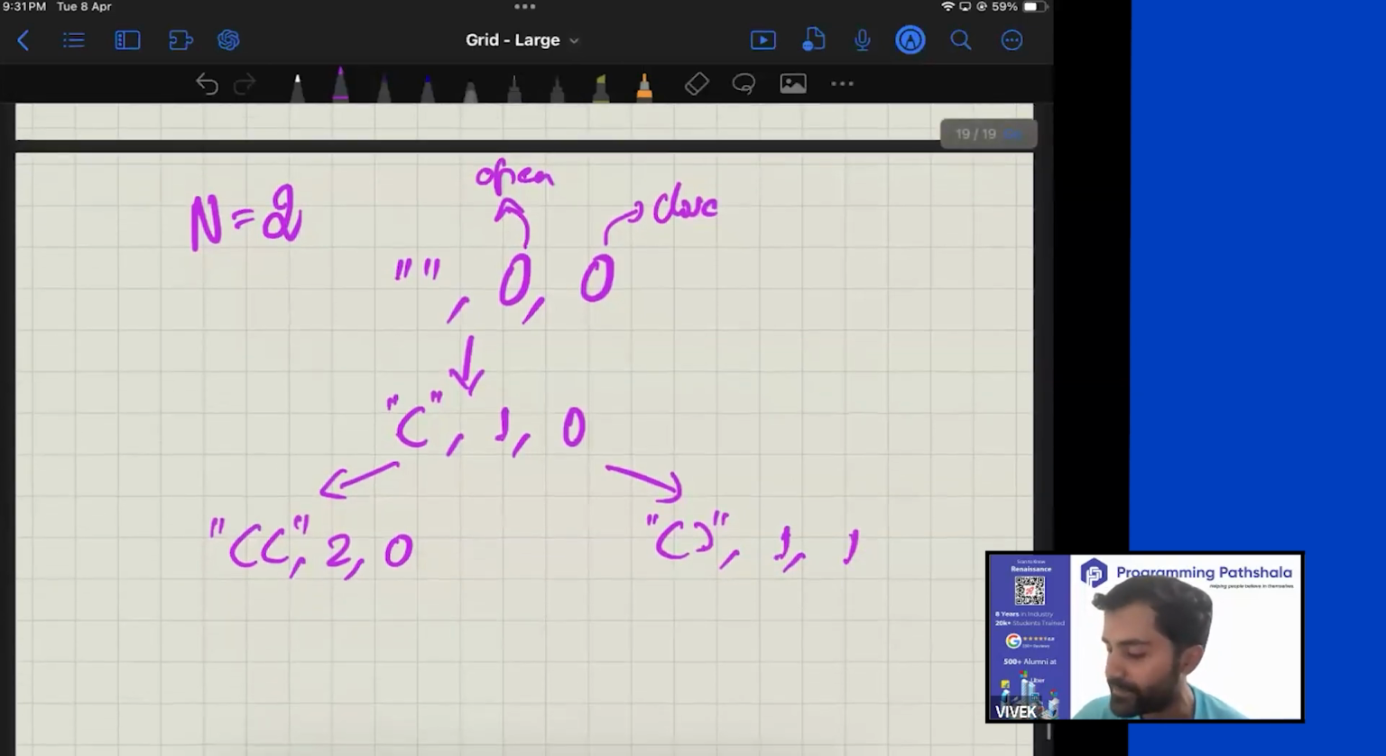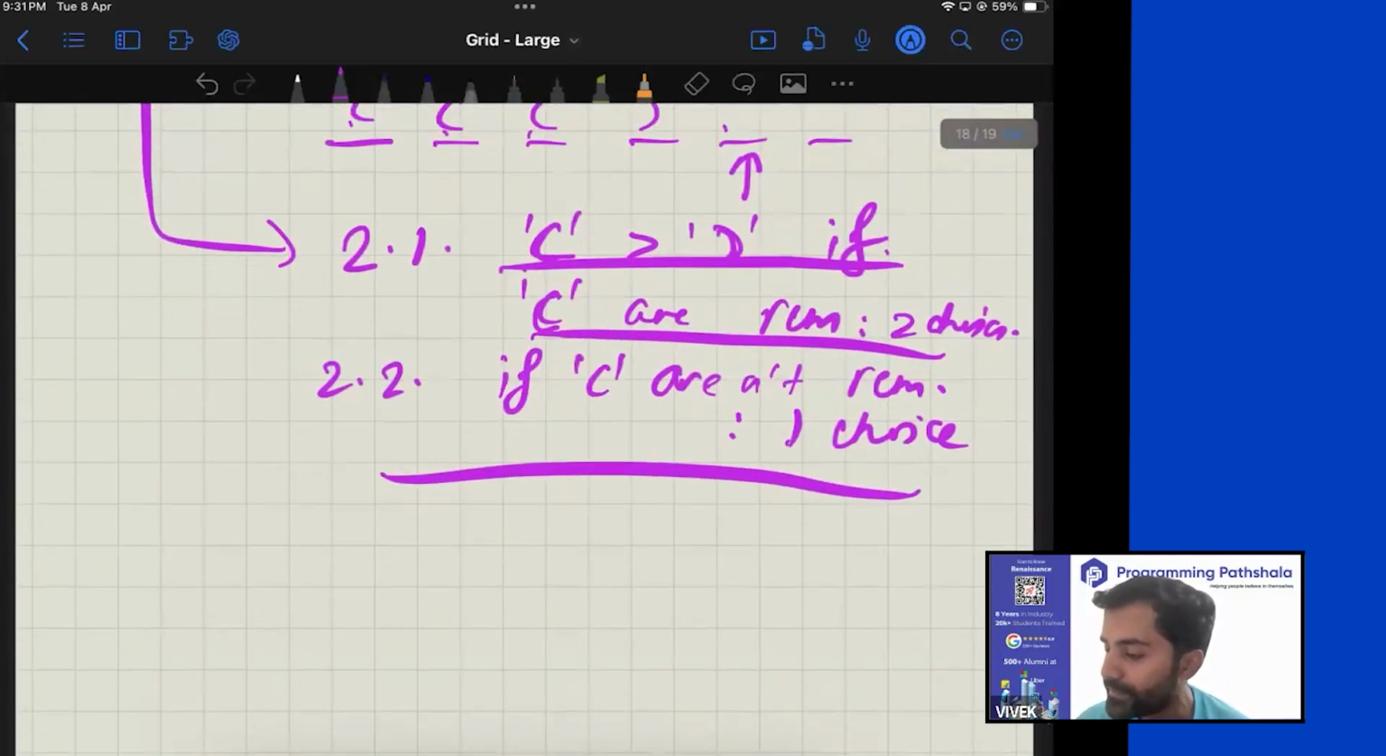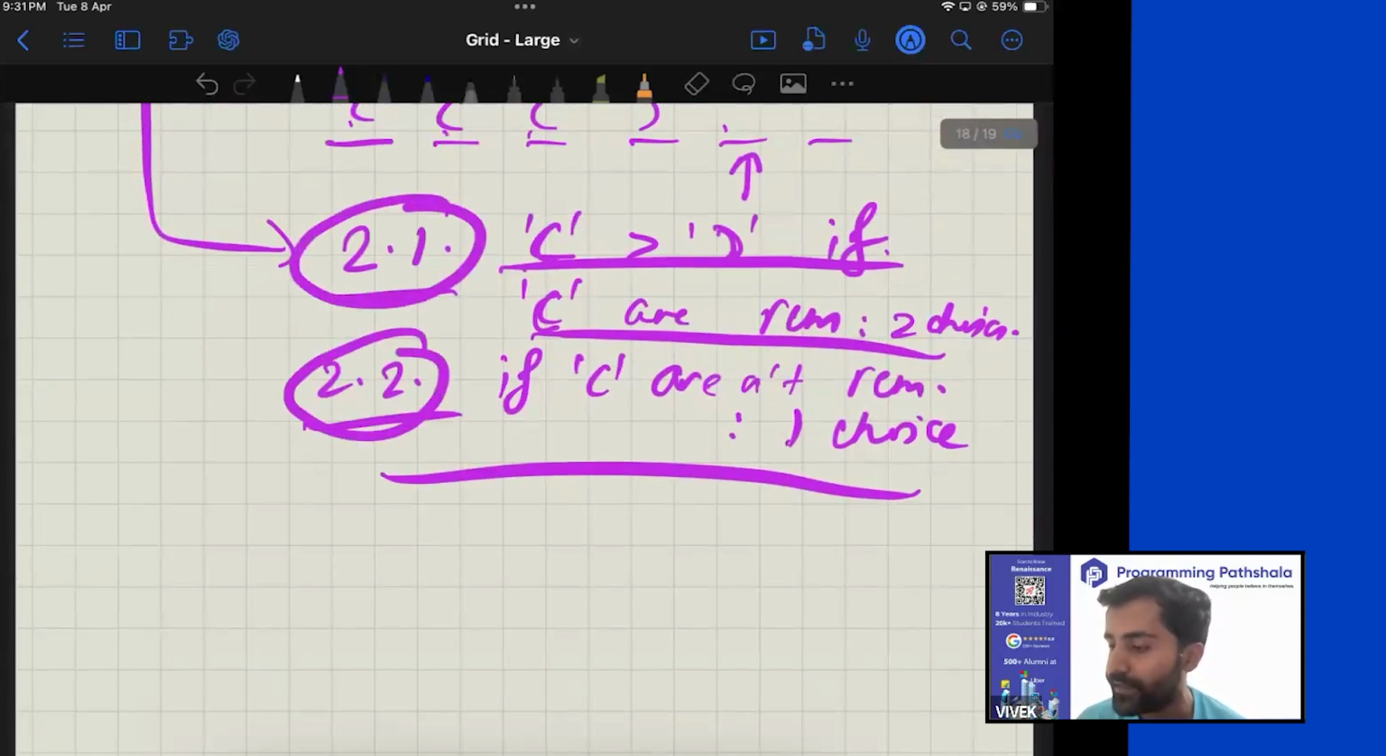And then it goes on, guys. It just goes on. So now again, you tell me at this situation, here the count of opening brace is greater than the count of closing brace. So it falls either in this or this, but you tell me whether it falls in this or that. Yeah, it falls in 2.2 because you have used up all your opening braces.